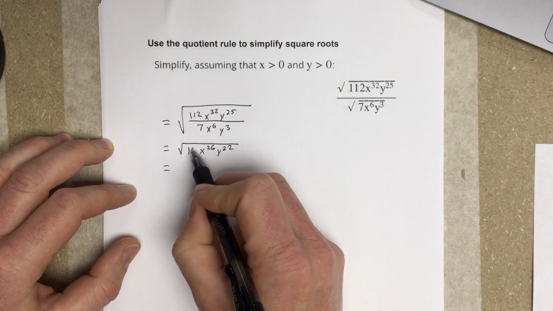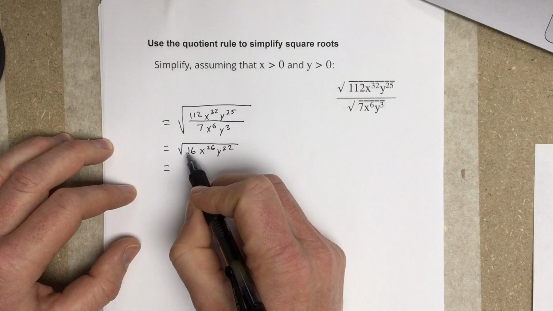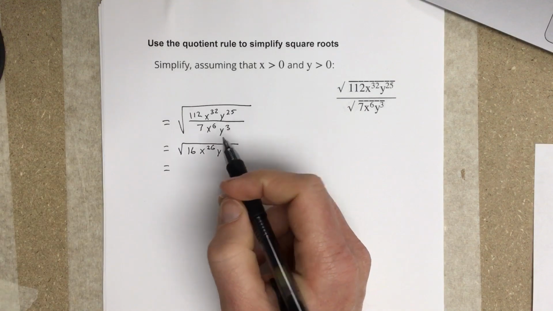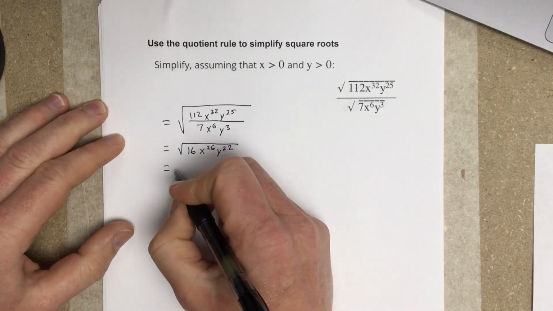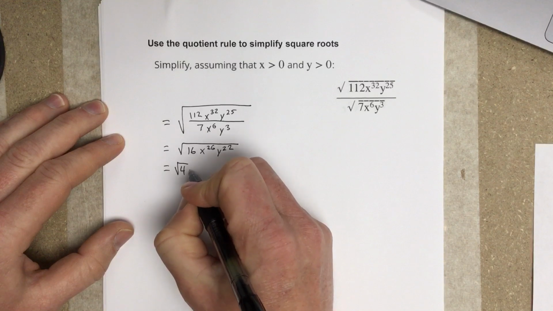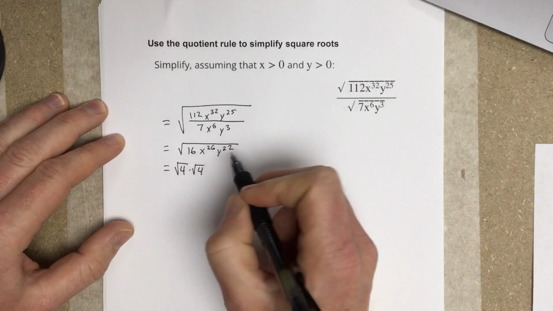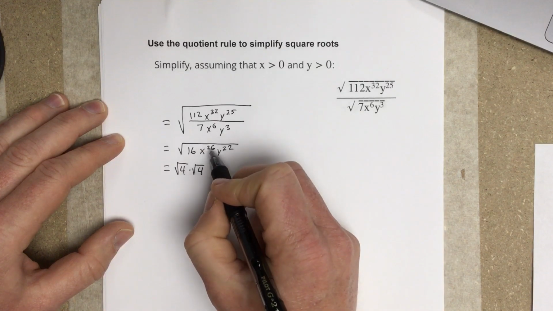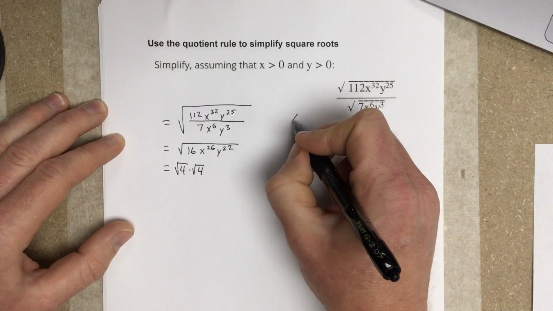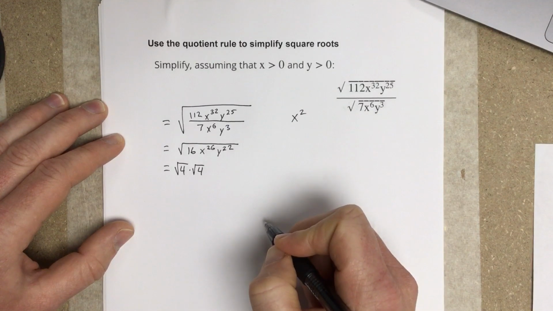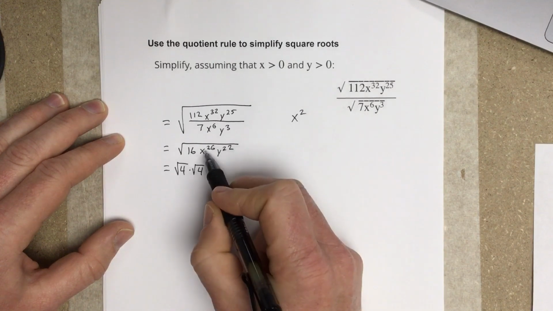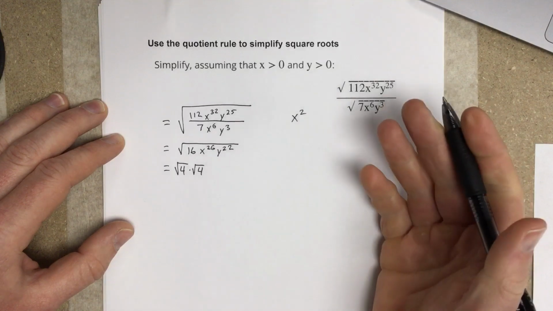And then I'm going to start breaking down root of 16. So root of 16 is actually root 4 times root 4. So I have root 4 times root 4. X to the 26th. Well, I can basically divide x to the 26th by 2 because we know that x squared is a perfect square. So x squared goes into x to the 26th 13 times.